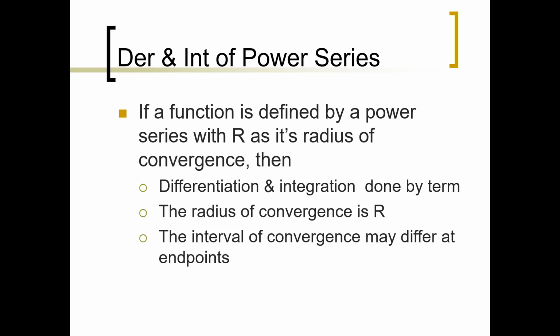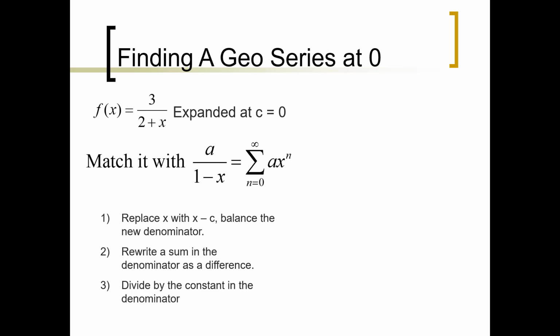Also, if you have a function that's defined by a power series, you can get another function, its derivative or its integral, just by doing term-by-term differentiation or integration of the power series. And the neat thing is the radius of convergence doesn't even change. Now, of course, the interval of convergence might, but the radius of convergence doesn't. This allows us to find new power series by using integration or derivatives. So let's go ahead and try this a few times.